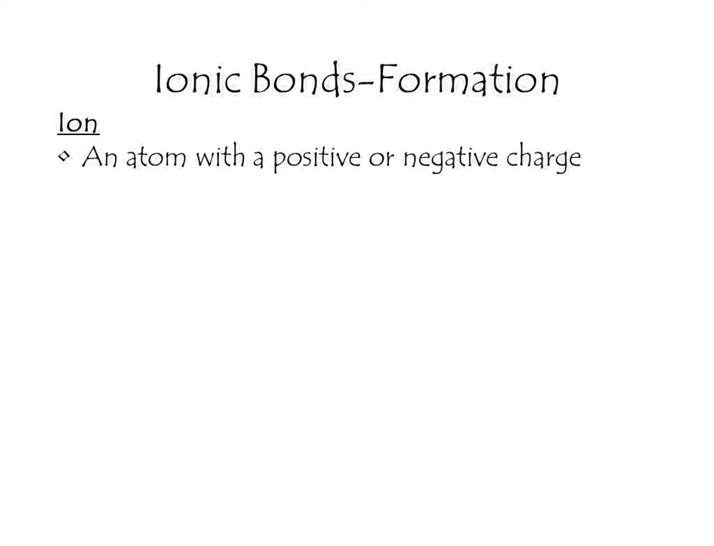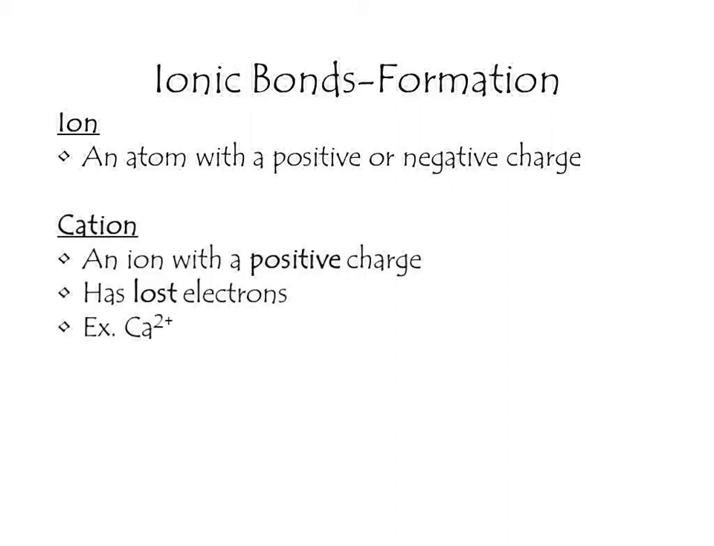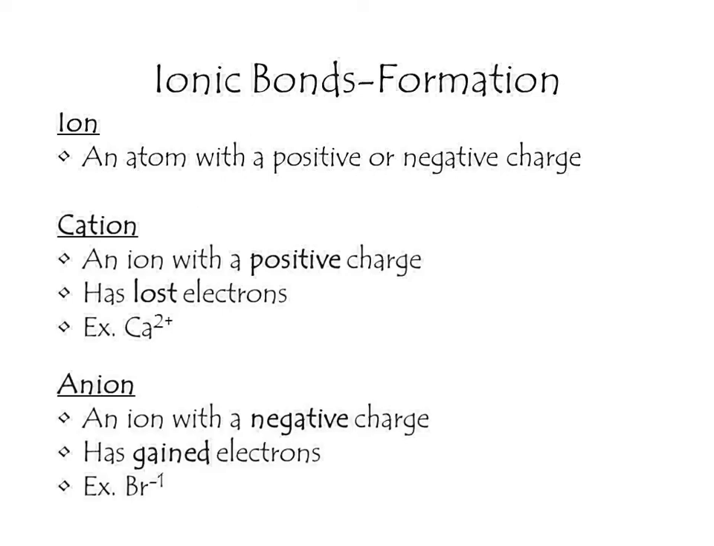An ion has either a positive or a negative charge. There are two names to indicate the type of ion. The first is a cation. A cation has a positive charge because it has lost electrons in order to fulfill the octet rule. The second one is an anion. An anion is a negative charge and it has gained electrons in order to fulfill the octet rule.